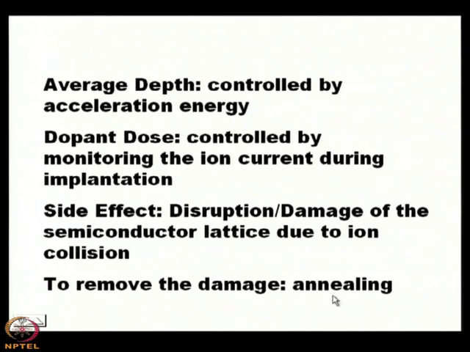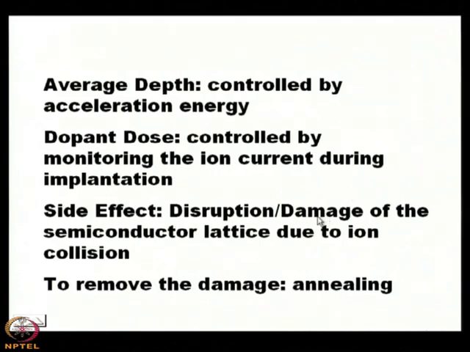So, what is annealing? Annealing is heating. At a particular temperature for a particular time period, if you heat the material under certain ambience, it will restructure. Inside the material, the atoms will restructure themselves. The material will restructure itself to its original situation, original phase. That means, if the crystallinity changes, then using annealing, crystallinity will regain. So, that is the side effect, and the side effect can be treated as well.